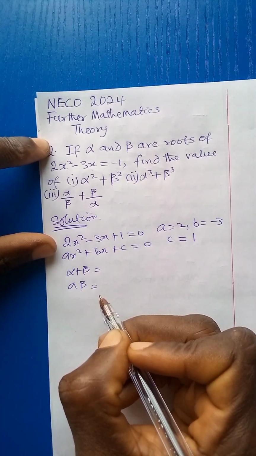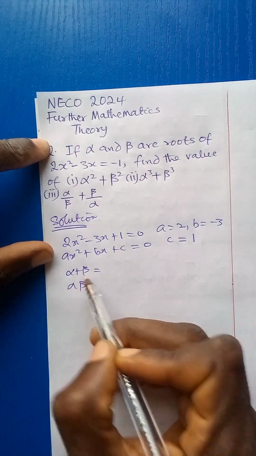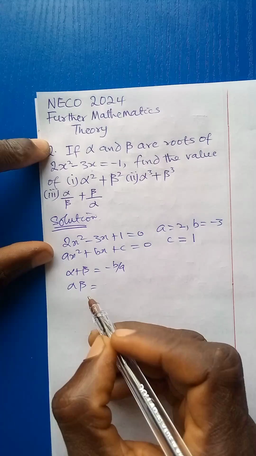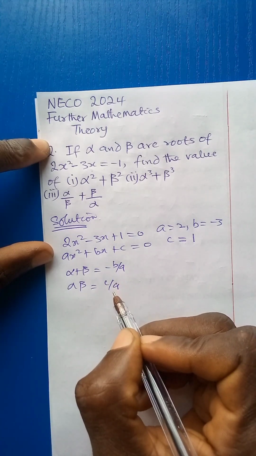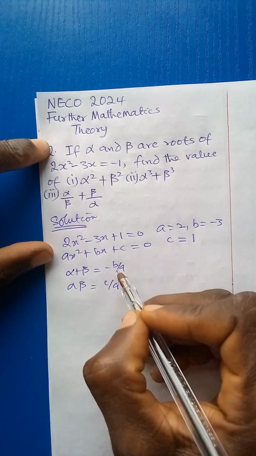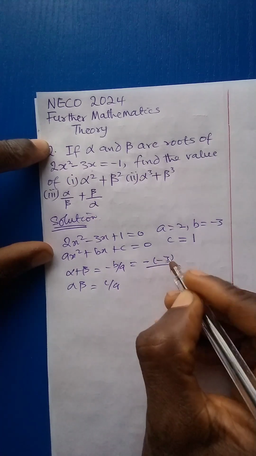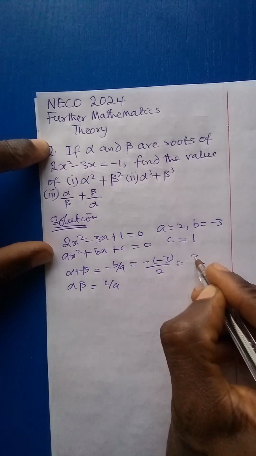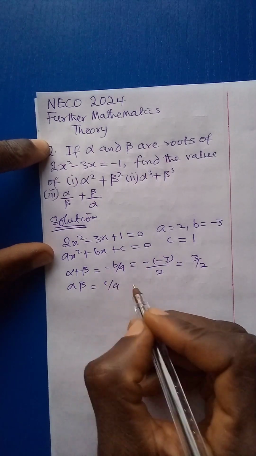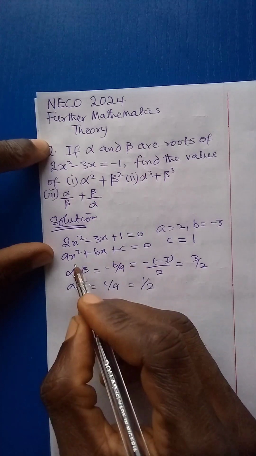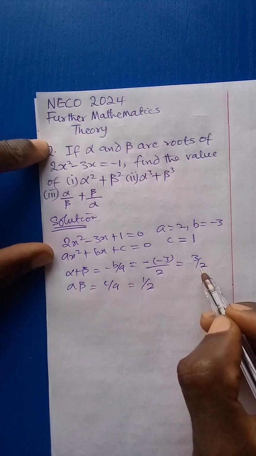In the previous videos in this channel, I derived the expression for alpha plus beta to be minus b over a and alpha beta to be c over a. I will post the link to that video in the description. So, being that b is minus 3, minus b over a will now become minus 3 over... a is 2. So I have 3 over 2 as the sum of roots. The product of roots will now become c over a, which is 1 over 2. So we have the product of roots as 1 over 2 and the sum of roots as 3 over 2.